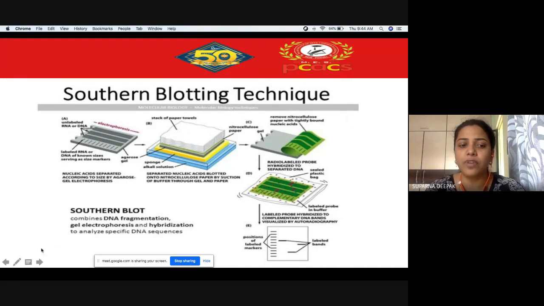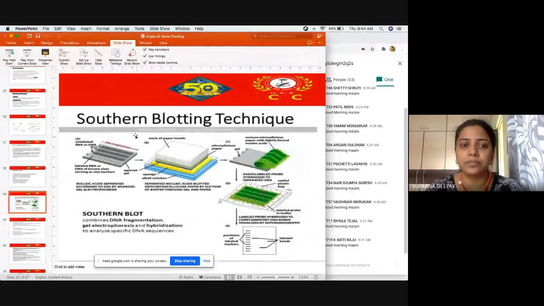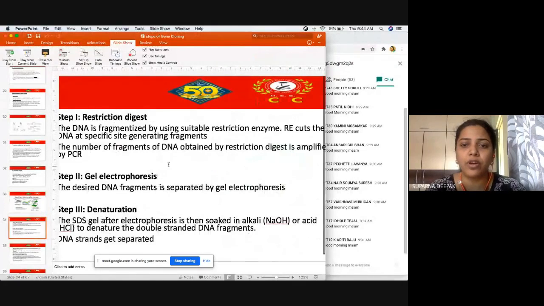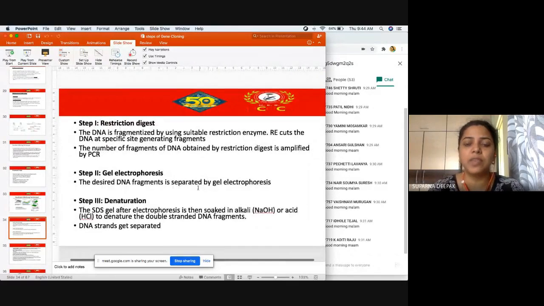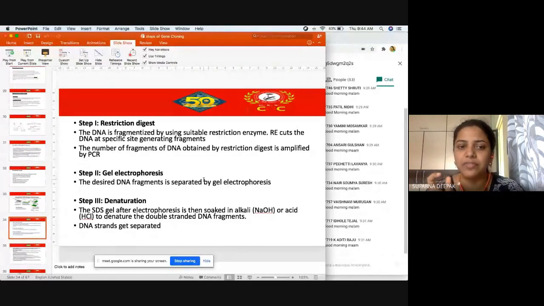This is the principle of this entire blotting method. So the same thing, let us quickly go through in a stepwise manner. As I told you, first is your restriction digestion. The DNA has to be fragmented by using a suitable restriction enzyme. This restriction enzyme will cut at specific sites, generating many fragments. And the number of fragments would then be amplified by PCR.